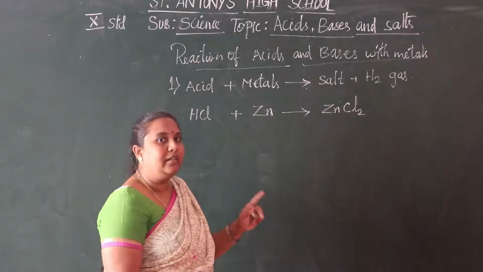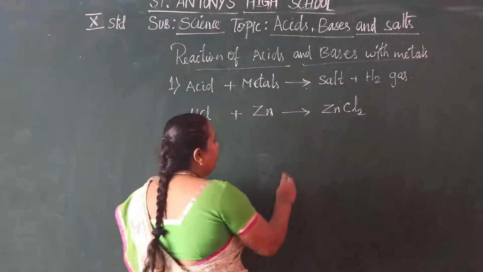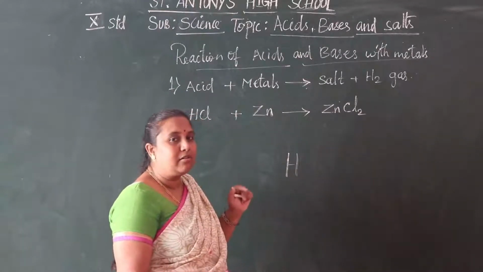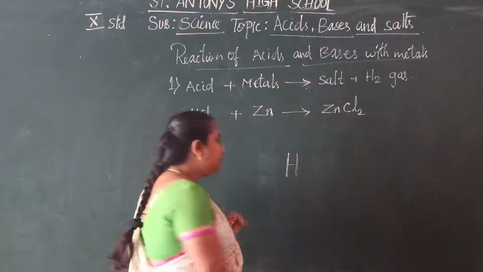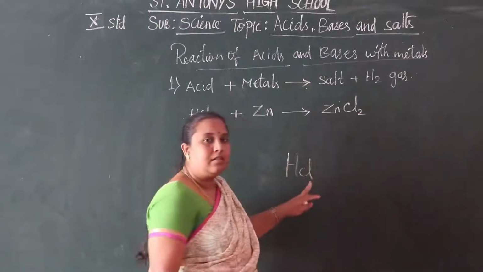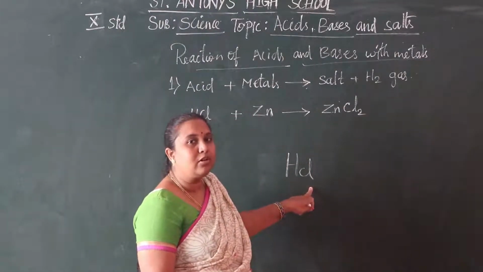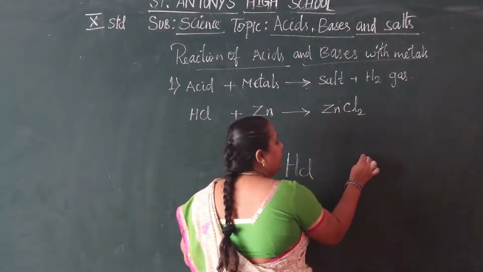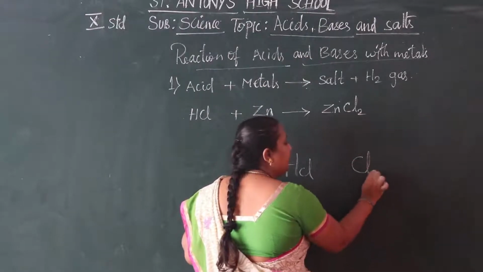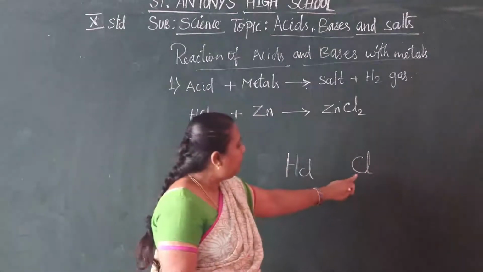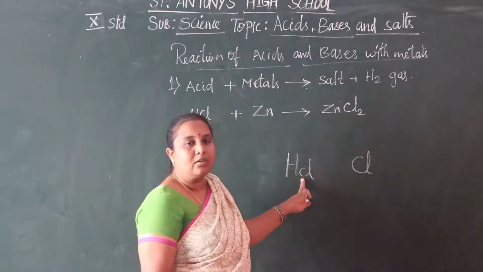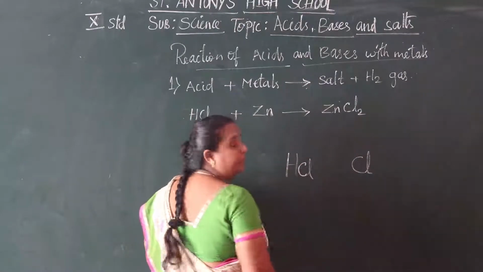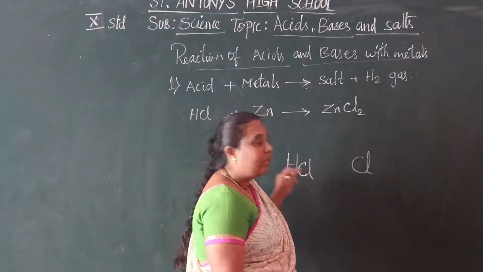Many of you children made mistakes. For hydrochloric acid, write H as capital, and the next element is chlorine. You are writing it wrongly, this is totally wrong. Don't write like this. For the element chlorine, C must be capital and the second letter must be small. So C must be capital in HCl also. See here, C must be capital.